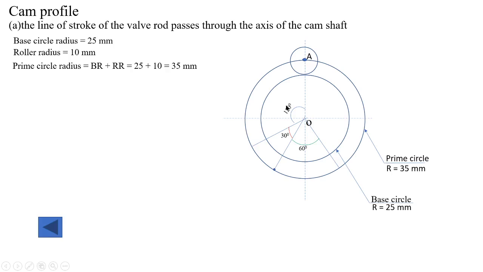So divide 120 degree into 6 equal parts and name the division points as 1, 2, 3, 4, 5, 6. Similarly divide the return stroke into 6 equal parts and name the division points as 1 dash, 2 dash, 3 dash, 4 dash, 5 dash, 6 dash.